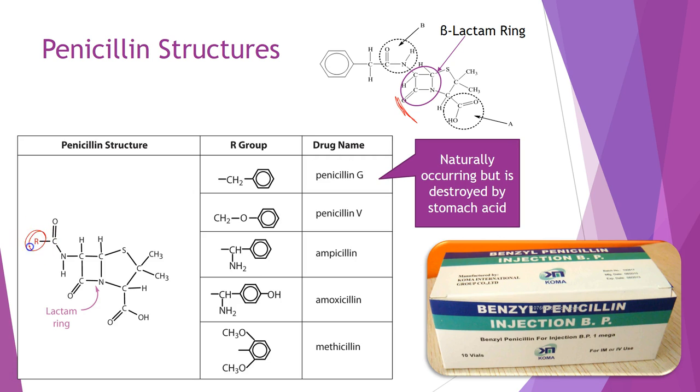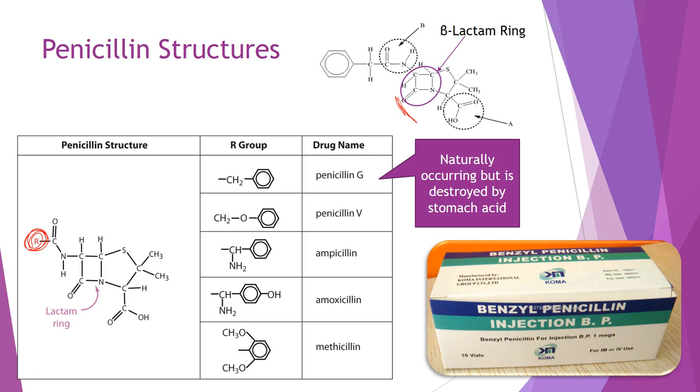So if we alter the R group out here, you can see in penicillin G, which is the naturally occurring one, it has the R group as a CH2 out to the benzene arene ring. This is destroyed by stomach acid though, so we need to put some alterations into it to give it oral bioavailability. So if we look at penicillin V, it has this modification. It now has an ether linkage in the chain before the arene.